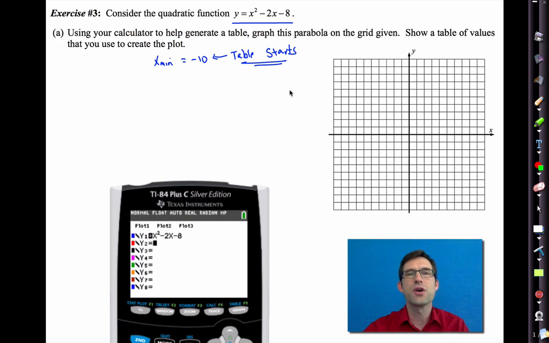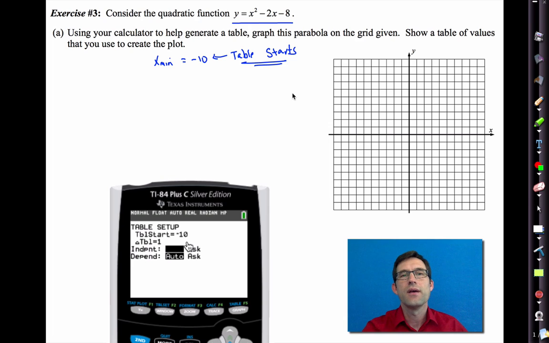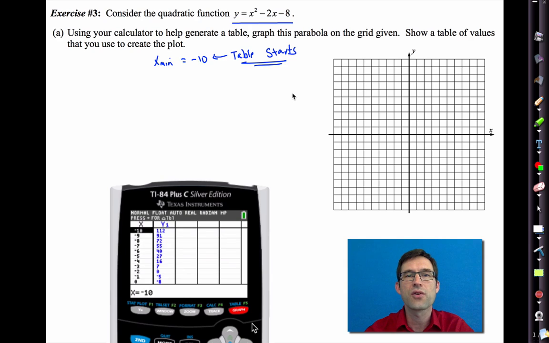So let's do that. Let's go into our table setup. It's right up here. All right, we're in our table setup. Let's make our table start at negative 10, and let's make it go by ones. All right, that's your little delta table. Make sure that's right. Table starting at negative 10, and table going by ones. All right, now let's take a look at that table. So we're going to hit second graph, right? Let's do it. Second graph.